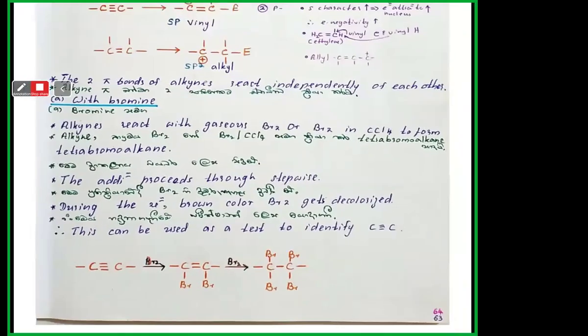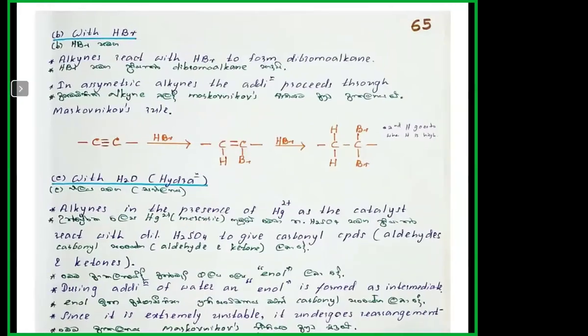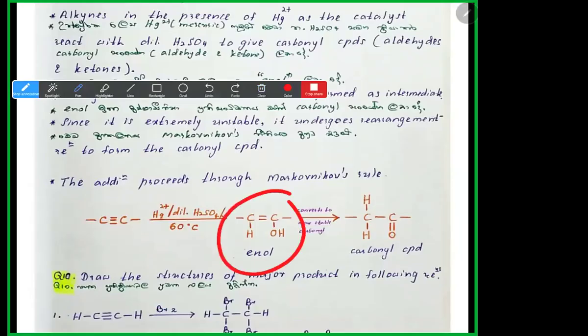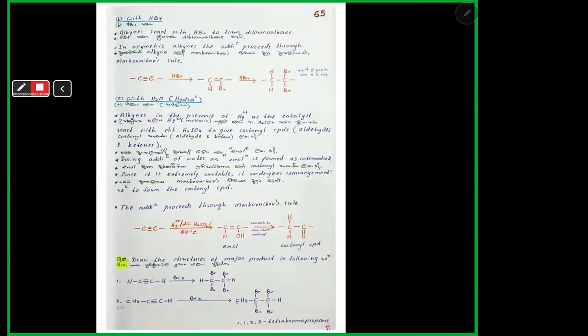So with bromine, they go with 4 bromine. With HBr, 2 hydrogen and 2 bromine. Remember, you have to follow the Markovnikov rule. Hydration, by the hydration, they are making this enol compound. This is a middle compound, unstable. Finally, you are making these carbonyl compounds.